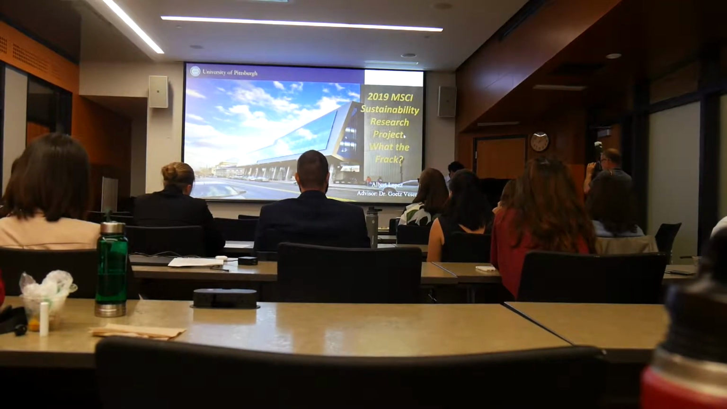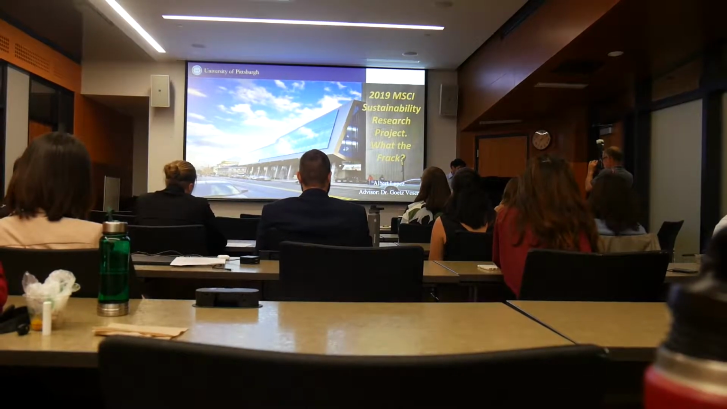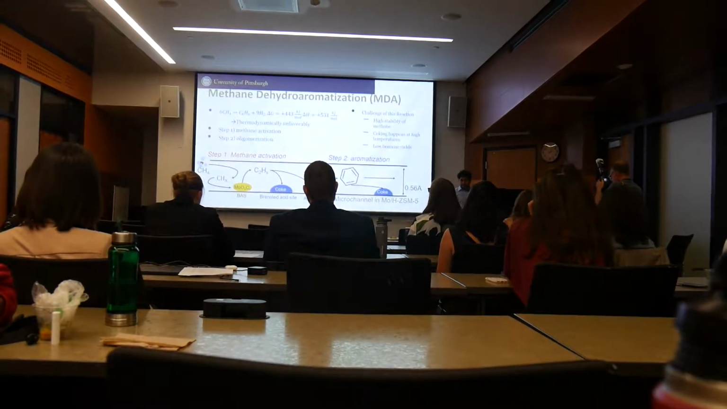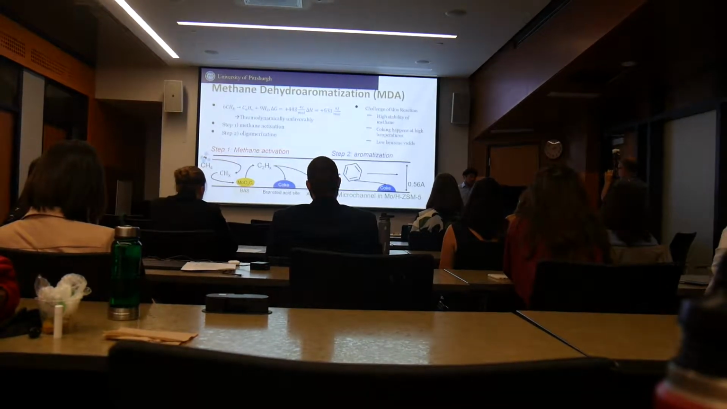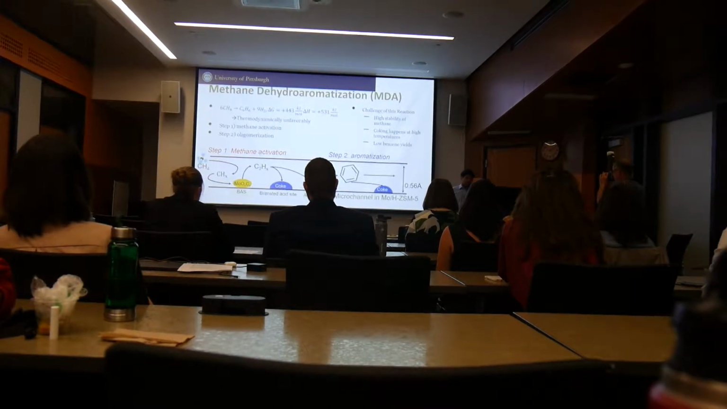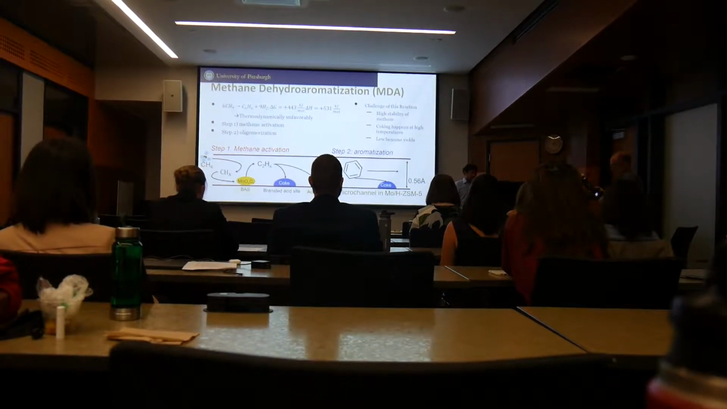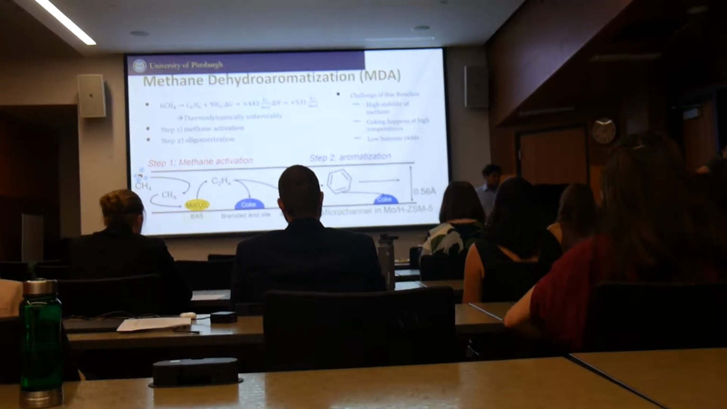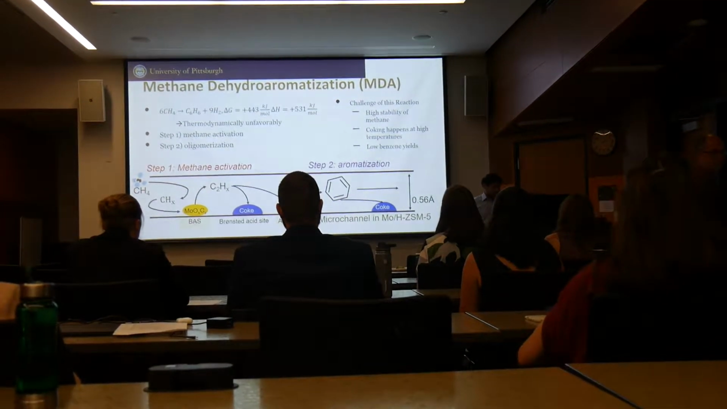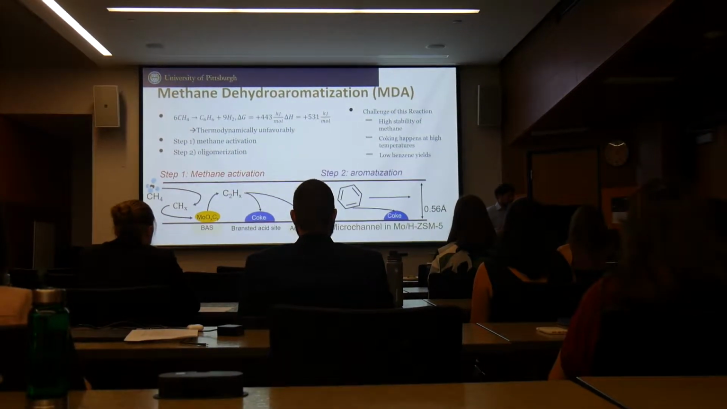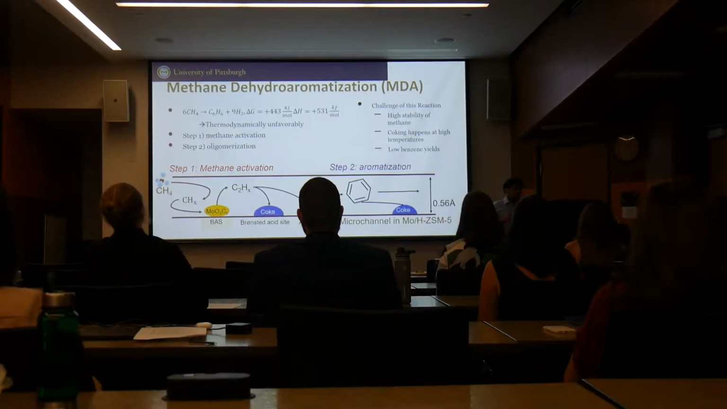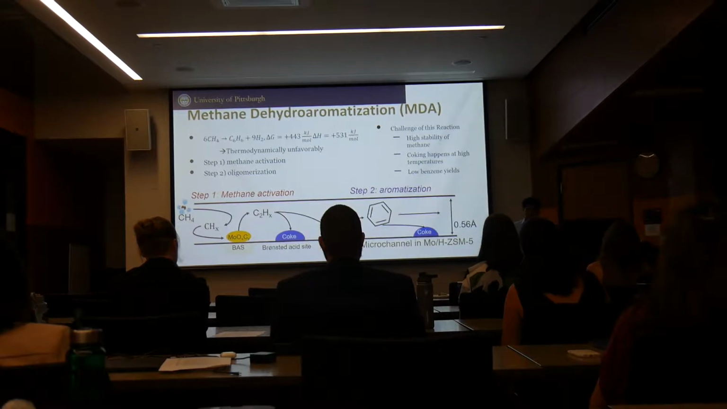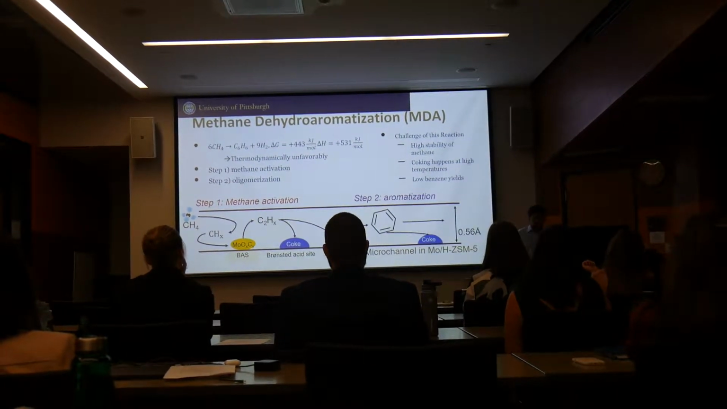Okay, so with that, like I said, my advisor was Dr. Veser, and how we turn methane into benzene is through a reaction called methane dehydroaromatization. I know that's a long word, but I'll take you through it. Methane is the basic component that we're focused on because it's the most abundant natural gas. Dehydro means to take the hydrogen off the methane, and aromatization means making an aromatic compound, which benzene is.